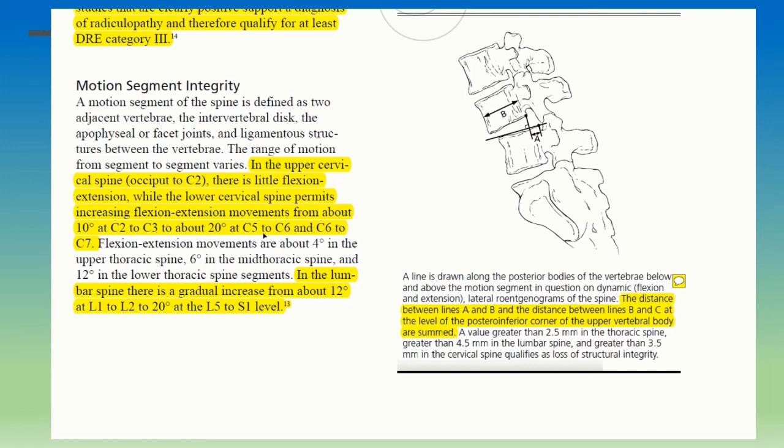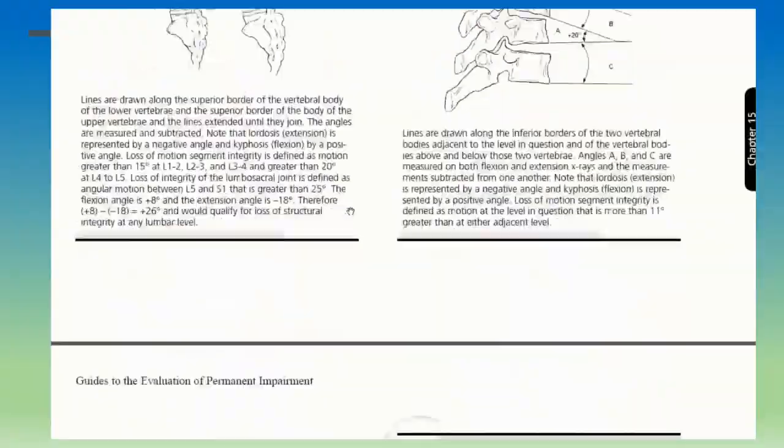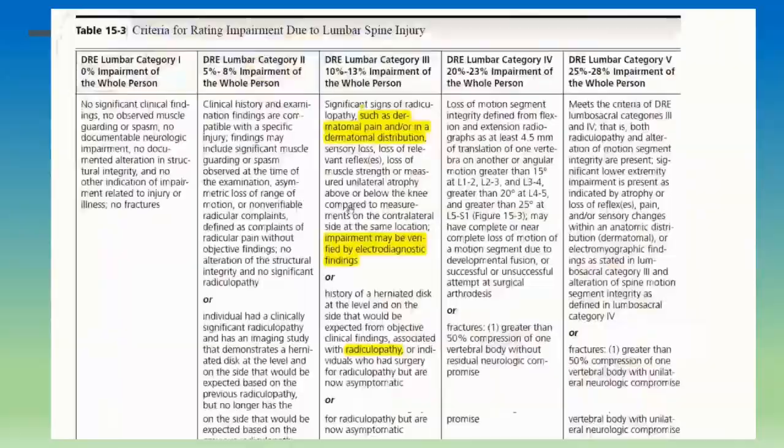So considering those 2 levels and even the 1 level above it, C4, C5, which showed decreased total angular motion, we're having a significant loss of function of the cervical spine in terms of loss of motion of the individual segments of the cervical spine. So let's go to the DRE categories for the cervical spine.